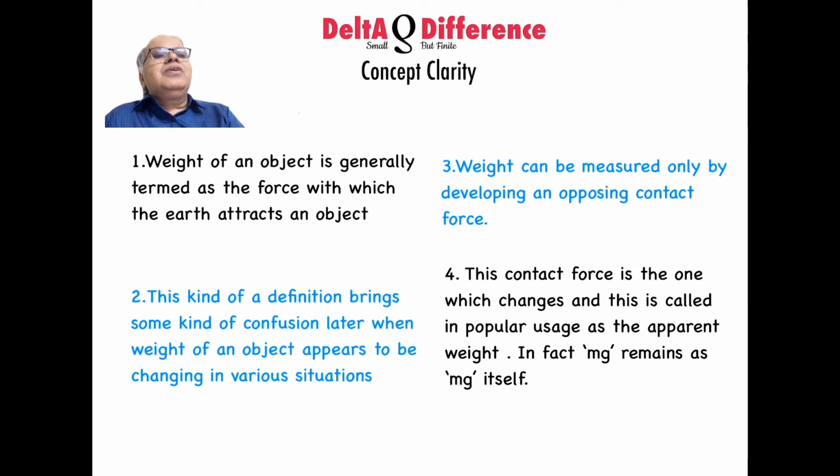Then we have to recognize that weight is measured only by developing an opposing contact force. And when we say weight is changing, we actually mean to say that N or the T, the other contact force which we developed against weight, that mg, is changing. Okay, in fact that mg remains as mg itself, but the weight measurement changes. Hope the idea of weight is now clear to you, and I remember that we try to make it clear within the limits of F equals ma and F equals G m1 m2 by r square.